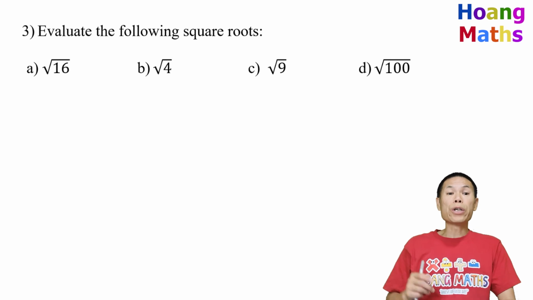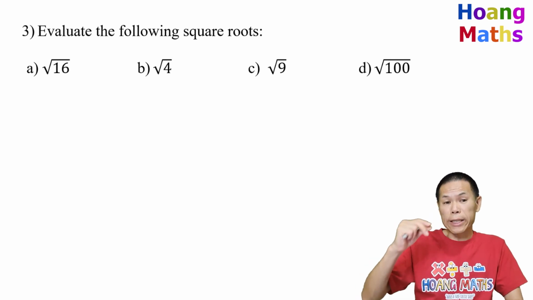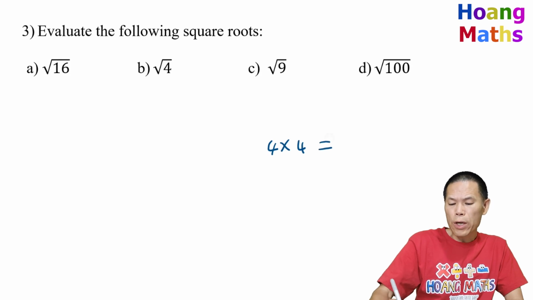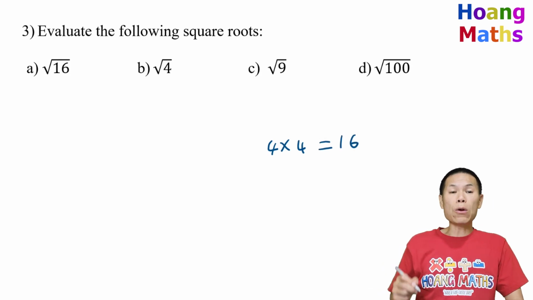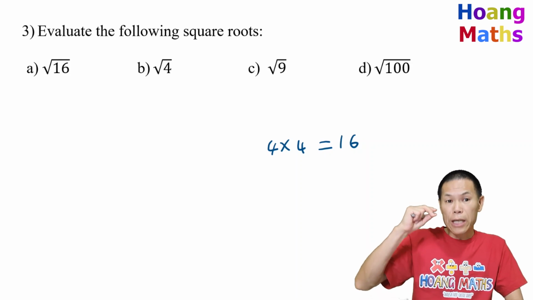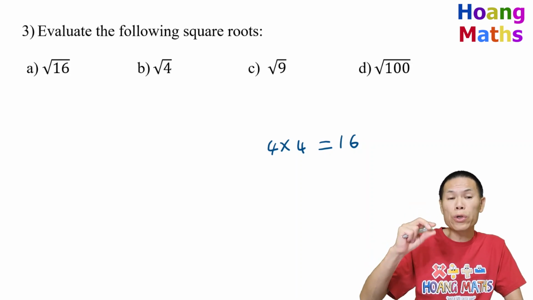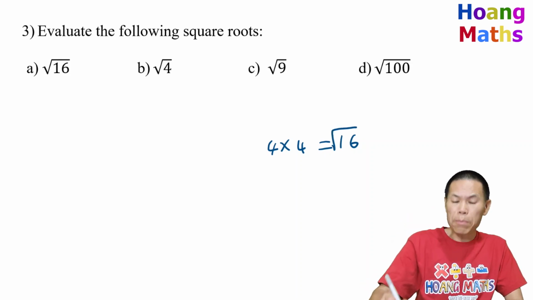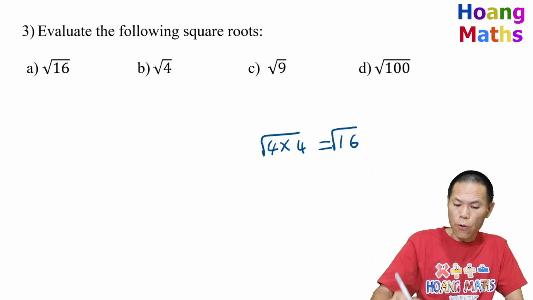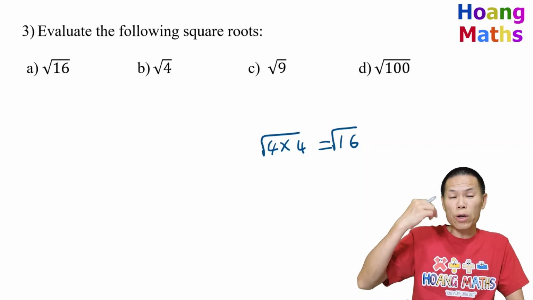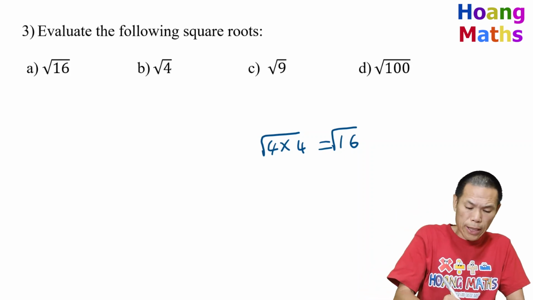Now, square root of these numbers. So we know that 16 is 4 times 4. Okay? 4 times 4 equals 16. So in other words, 16 is a square number. The opposite of square is square root, or the opposite of square root is square. So if we take the square root of 16, that means we take the square root of 4 squared, because it's 4 times 4. The square root of 4 squared will give me 4. So in other words, the square root of 16 gives me 4.